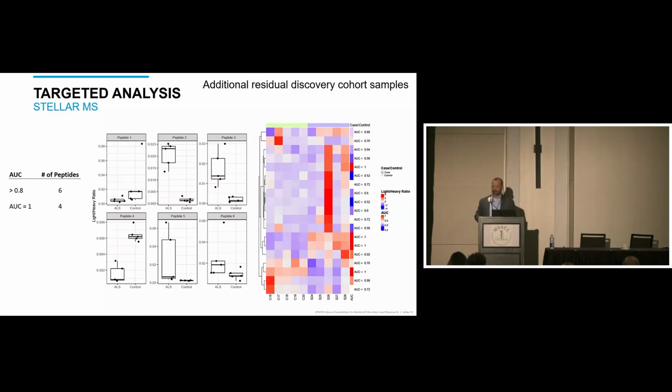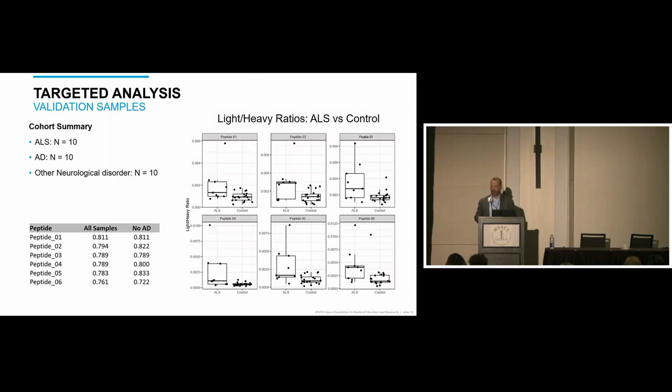So at this point, I was getting excited to add a few more peptides to the list because I thought it just gives us a better chance to kind of move forward with this. And we identified 10 additional cases and 20 controls, 10 Alzheimer's disease controls and 10 other neurological disorder controls, and went through with external validation. So this is what it looked like.